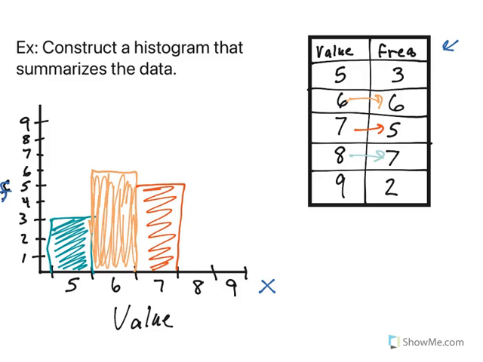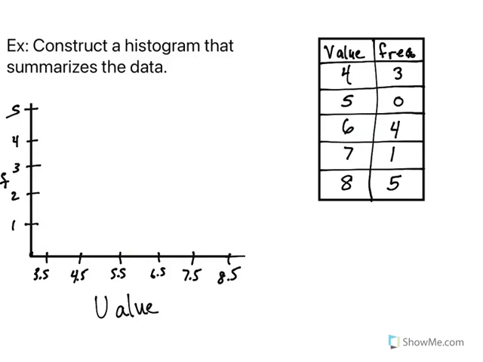8 has a frequency of 7, so I use that to go up to 7. And obviously this isn't perfect because I'm on a pad here, but that works. And 9 is 2, so I'm at 2. The big thing is you want all of them to touch. So you can see I now have a visual representation of what my frequency table shows. So let's do another one.